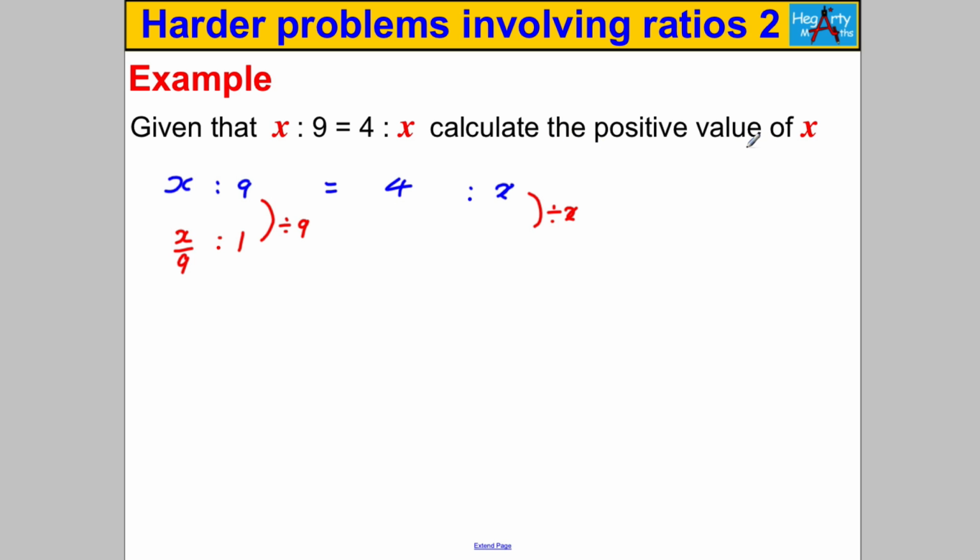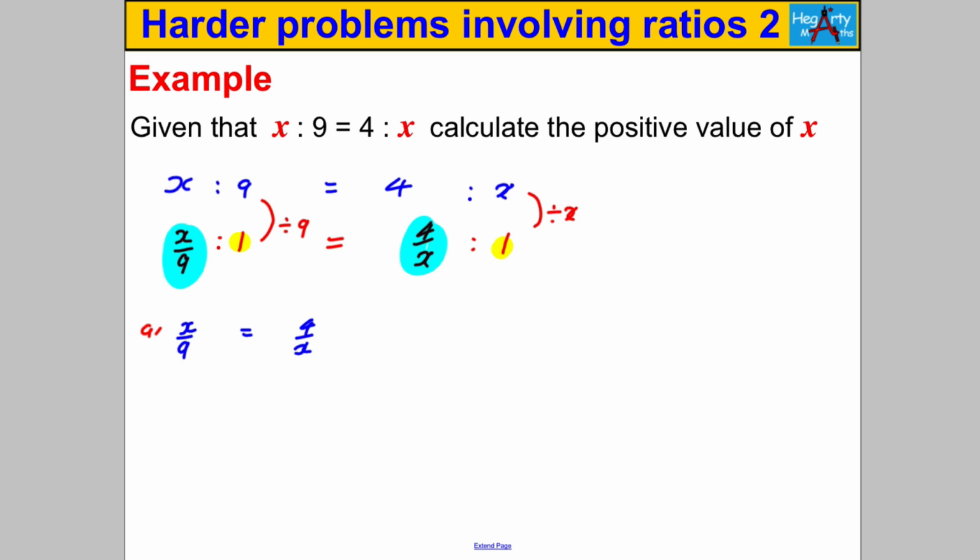Now, we're asked to calculate the positive value of x. That tells us x isn't 0, so we're happy to divide by x. So it's not dividing by 0. So x divided by x gives me the 1 I'm looking for, and 4 divided by x is 4 over x. These ratios are equal to each other. This number is 1 and this number is 1, so the only logical conclusion is x over 9 must equal 4 over x. So x divided by 9 must be equal to 4 divided by x.